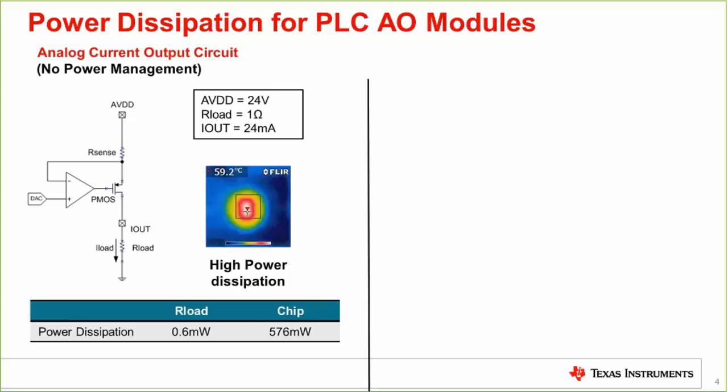Again, typically AVDD goes from 12 volts to 36 volts, but nominally 24 volts, and basically you get plus minus 50% tolerance on that supply voltage. So a nominal case in terms of supply, pretty bad case in terms of output current and output load. In such a case, you can imagine that most of the voltage or most of the power is dropped across the sense resistor and this PMOS.